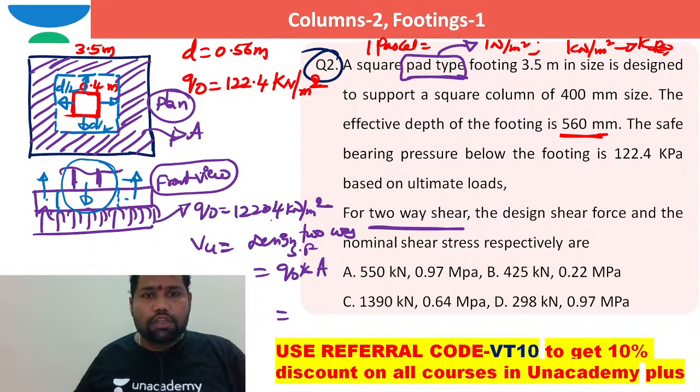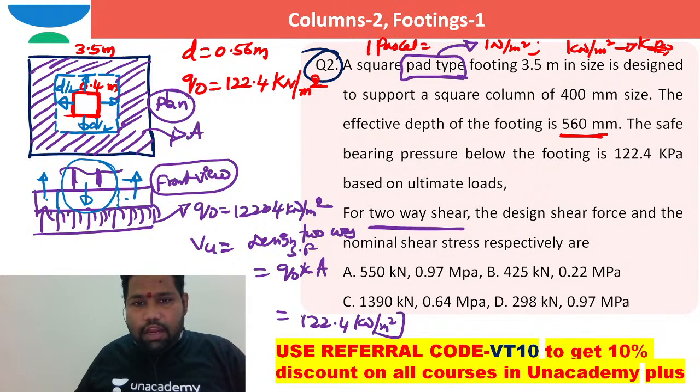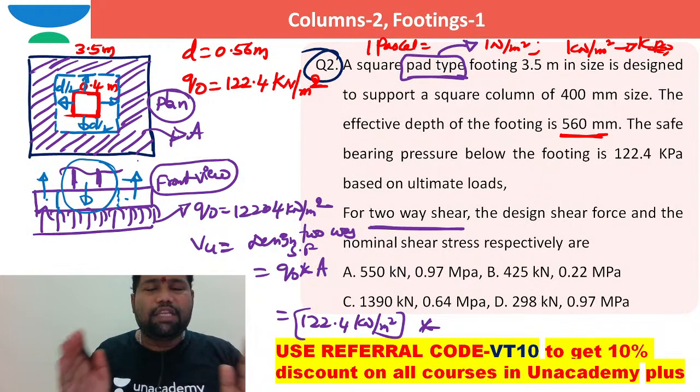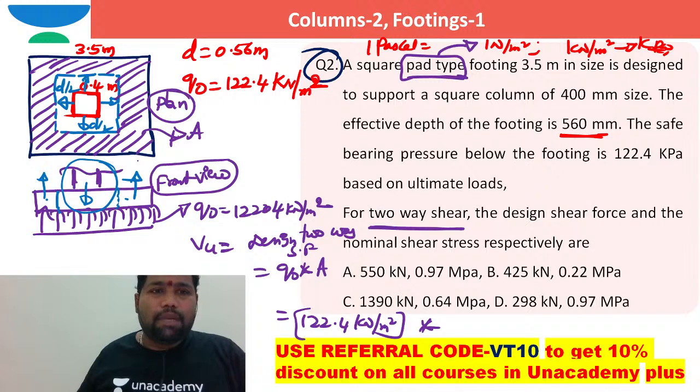Now, q naught is already known, which is 122.4 kilonewton per meter square. If you are able to work out this hatched portion correctly from the geometry of the figure, the problem is over. How to work out this hatched portion area A? It is the bigger outside rectangle minus the inside small rectangle. The outside big square minus the inside square area. If I do that, then I will get this area A.